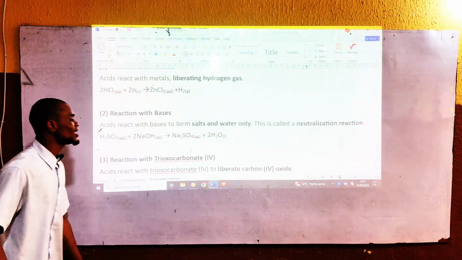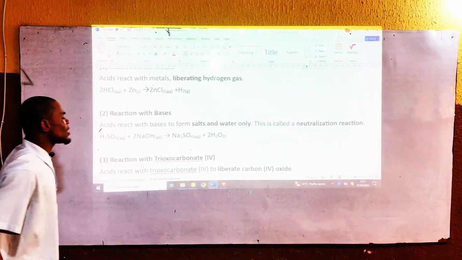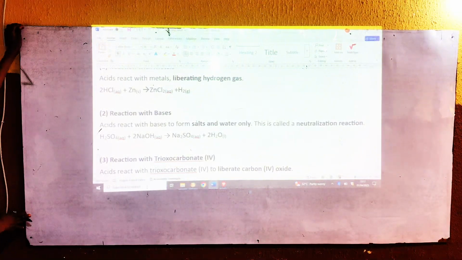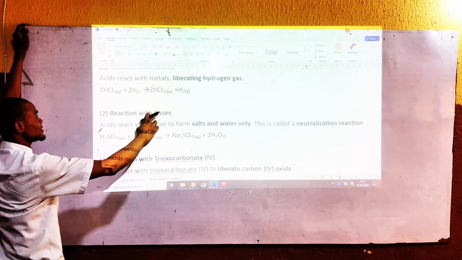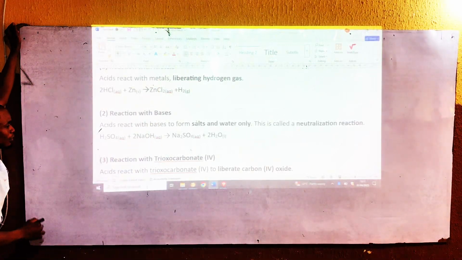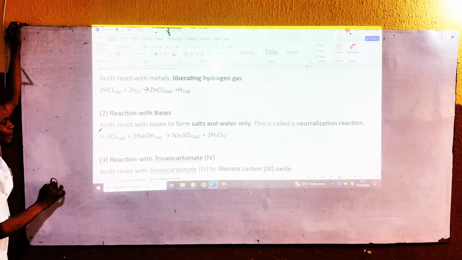And acid also reacts with carbonate. And so for an acronym, which we are going to use to record this: carbonate, bases, and metals. Now let's figure out how we start.